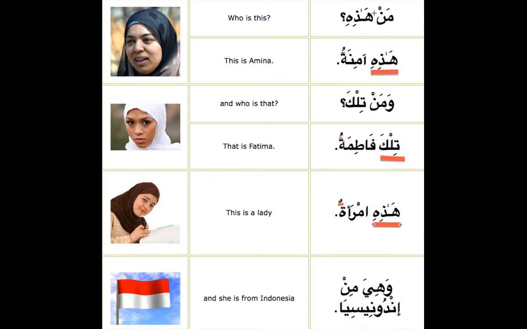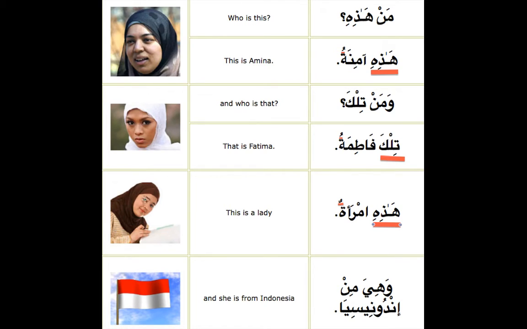Let's practice the demonstrative pronouns hadihi and tilka combined, inshallah. If I ask man hadihi, who is this? And if this is Amina, they say hadihi aminatu. Just to remind you, aminatu has a single dhamma because it is a name, a diptote, so it doesn't take kasra. Then wa man tilka, and who is that? I was asking who is this and who is that. Say that is Fatima: tilka Fatimatu.